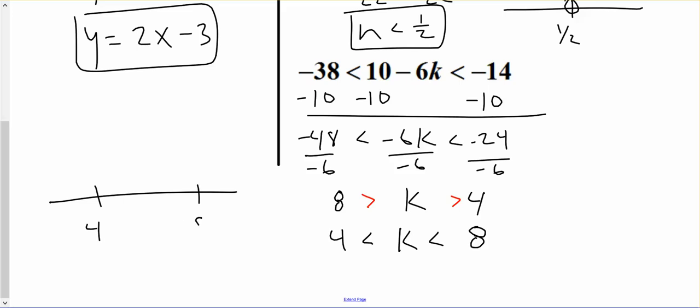So now when we do this, we've got our numbers in order. 4 and 8. We are greater than 4 because we're eating the k, so that's an open circle going to the right. We are less than 8 because we're eating the 8. Open circle going to the left. All real numbers greater than 4 and less than 8.